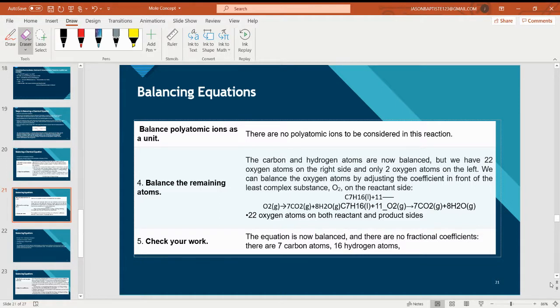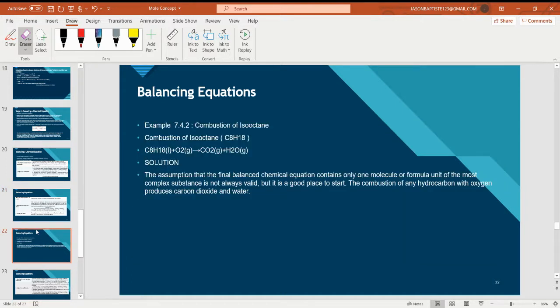So we can do a next example. Let's take a little while to digest that. Watch it good. Let's go over the steps. We'll go over the steps again in another example. So let's go. Balancing equations as we continue.